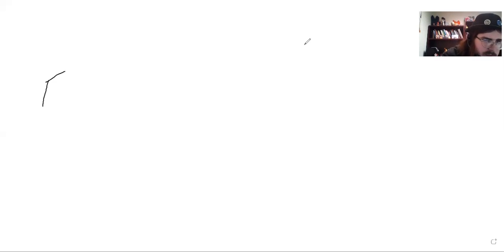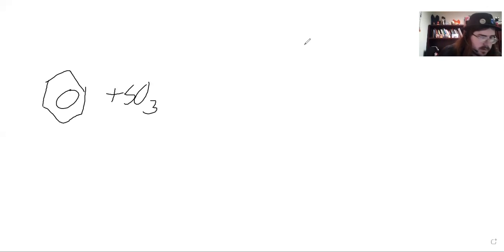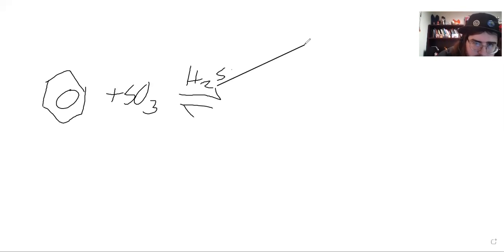The basic reaction is, in this case, our structure is SO3, and we're going to be using H2SO4. The electrophile is SO3. H2SO4 is a catalyst. We're going to form the sigma complex.